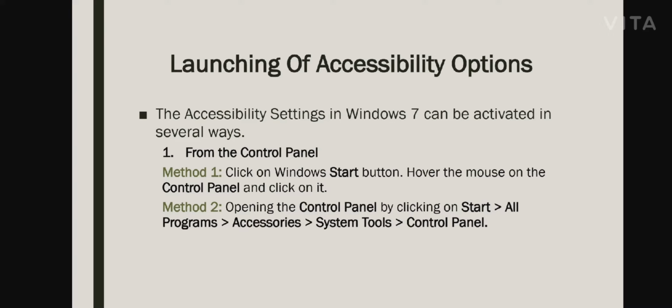Method 1. Click on the Windows Start button. The Control Panel option will be displayed on the right of the Start menu. Hover the mouse over the Control Panel option and click on it. Method 2. The Control Panel can also be opened by clicking on Start, All Programs, Accessories, System Tools, Control Panel.